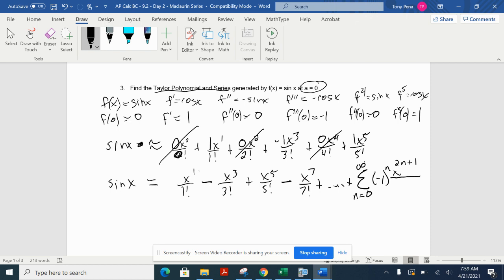And then pretty much the same thing in our denominators, right? The exponent and the factorial are the same: 3 factorial, 5 factorial, 7 factorial. So the denominator should be 2n plus 1 with a factorial behind it. This is the series for sine of x.